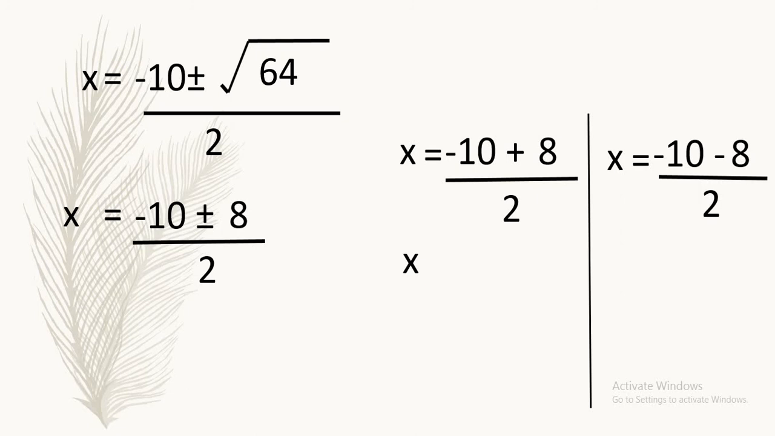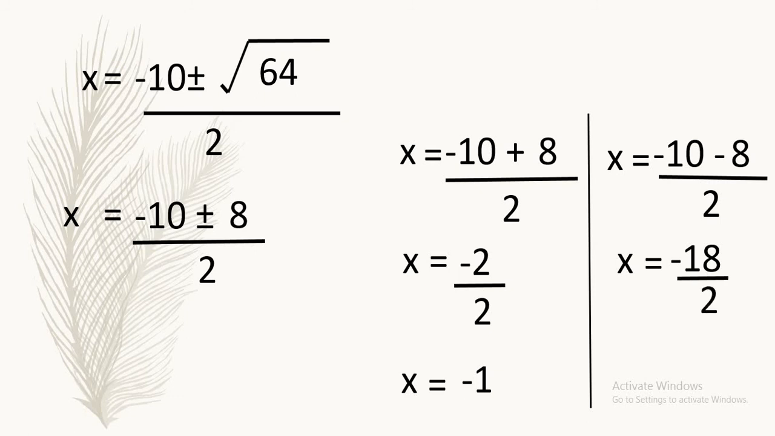Let us simplify the numerator. Negative 10 plus 8 is negative 2, all over 2. So negative 2 over 2 is negative 1. Next, negative 10 minus 8 all over 2. Let us simplify the numerator: negative 10 minus 8 is negative 18, all over 2. So we came up with x is equal to negative 9.